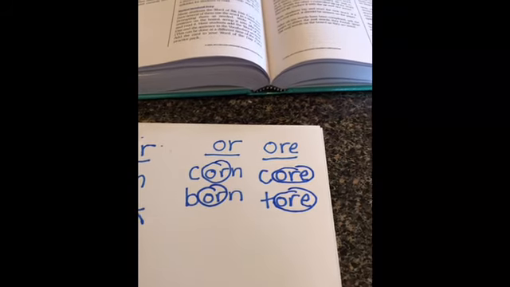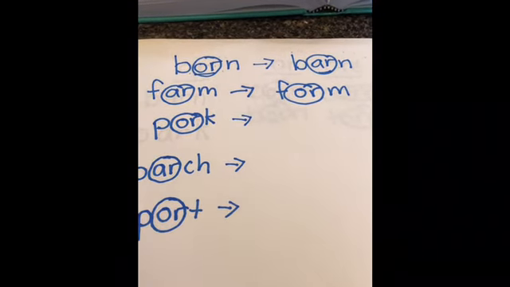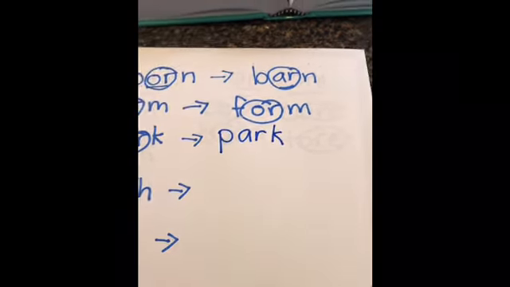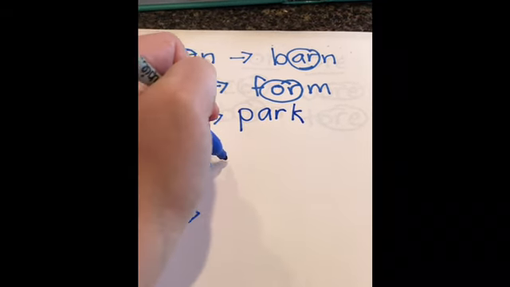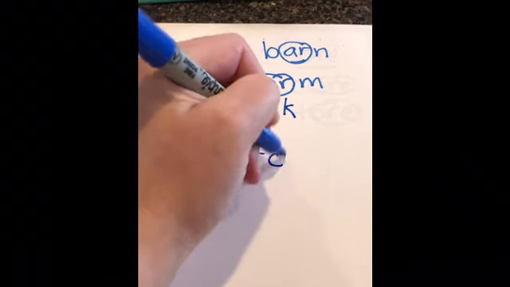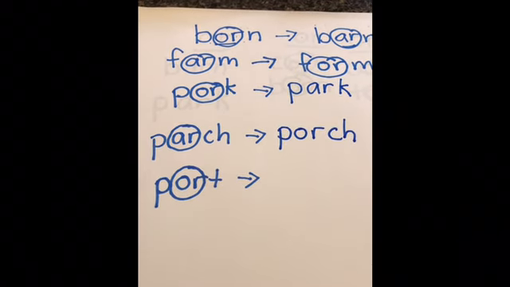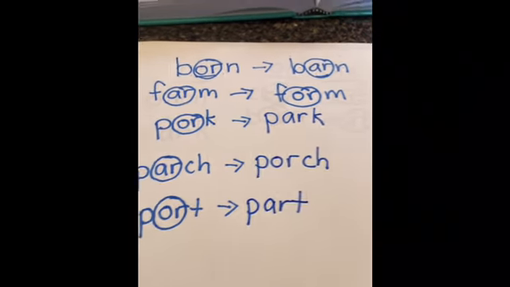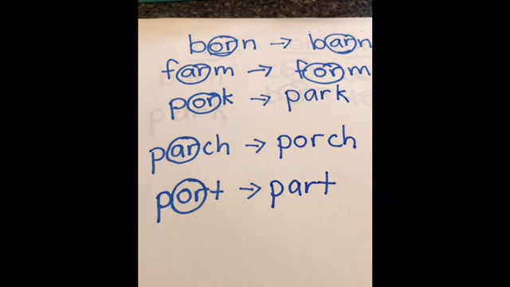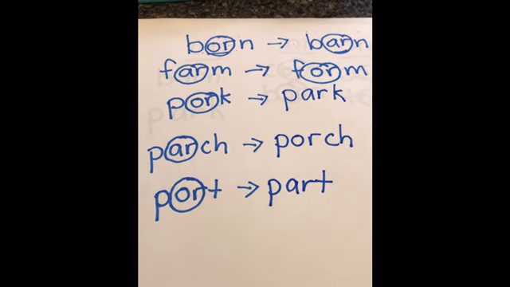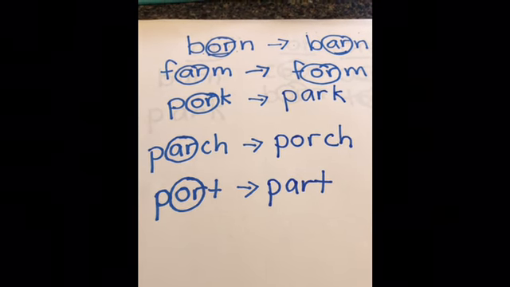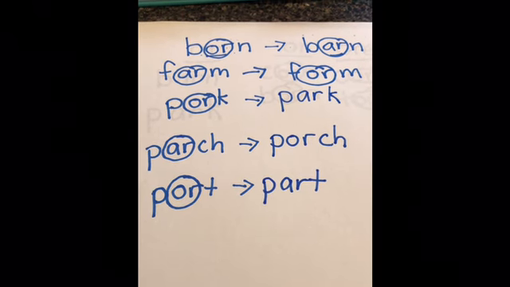Okay, so now is our time to show you the answers to your activity. Pork becomes park. Parch becomes porch. And port becomes part. Okay, so there are R-controlled syllables, AR, which makes R, and OR, which makes OR, and also ORE, which says OR. Thank you.